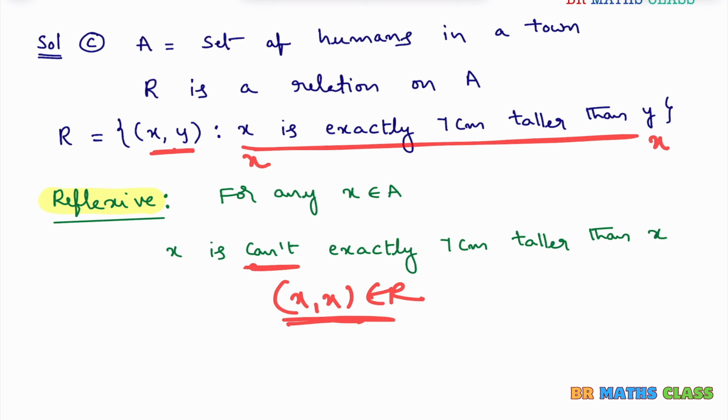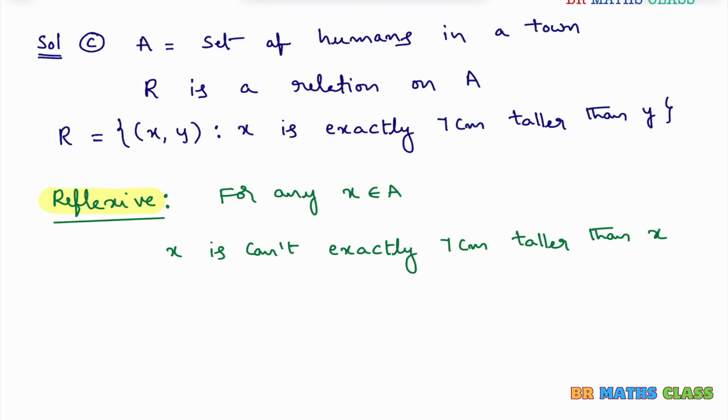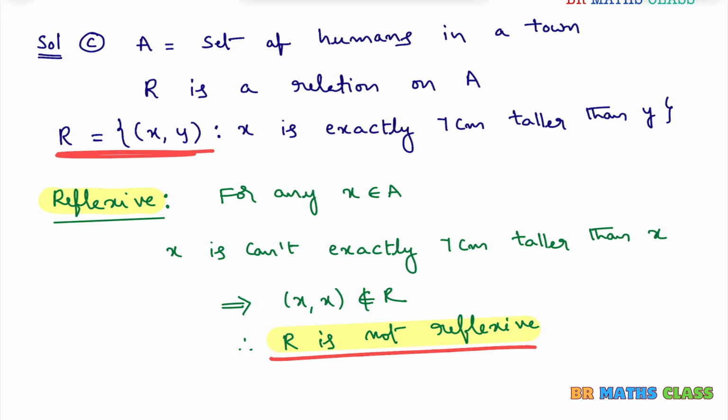Here x cannot be exactly 7 centimeters taller than x. This indicates that the ordered pair (x, x) does not belong to this relation. Therefore, the relation R is not reflexive. This relation R is not reflexive.